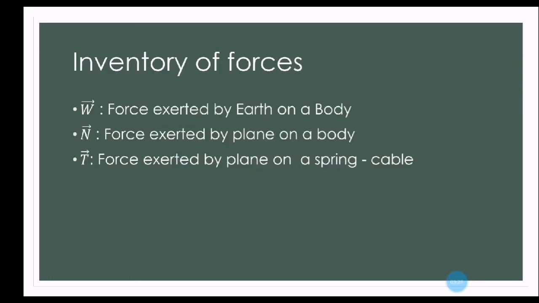Inventory of forces. W is the force exerted by Earth on a body. This is the weight. N is the force exerted by a plane on a body. It's the normal force. And T is the force exerted by a spring or a cable on a body. This is the tension force.